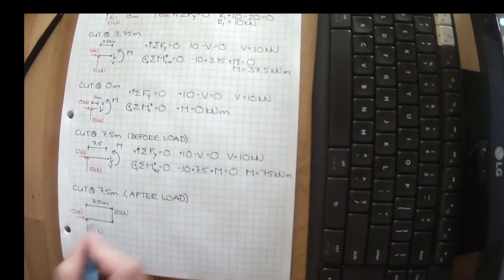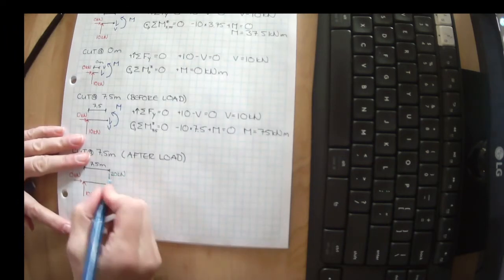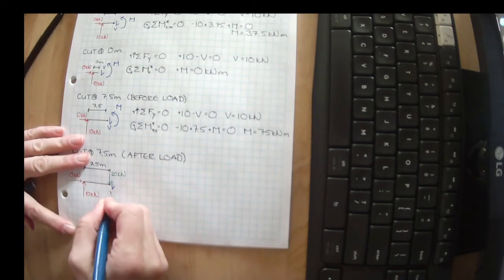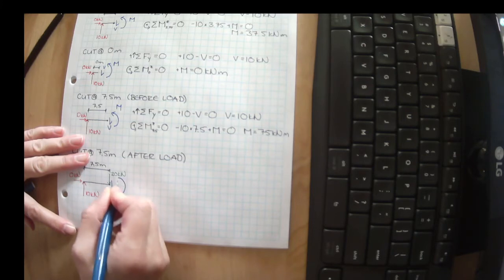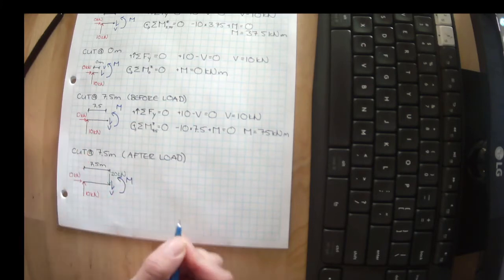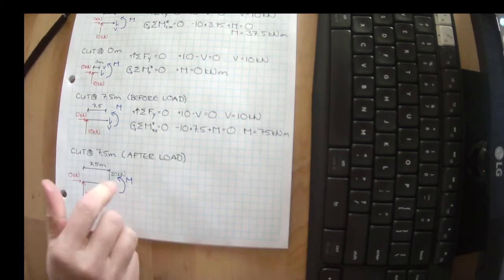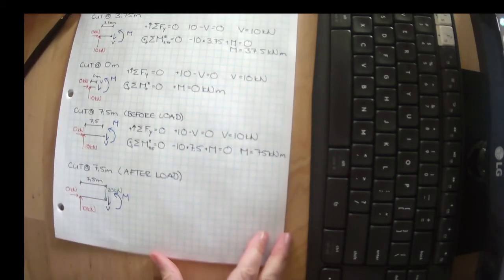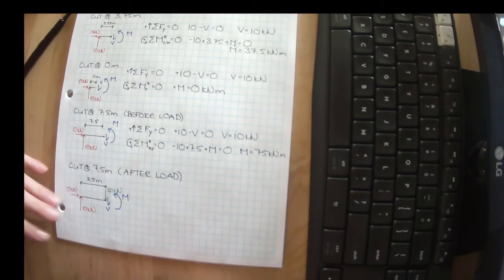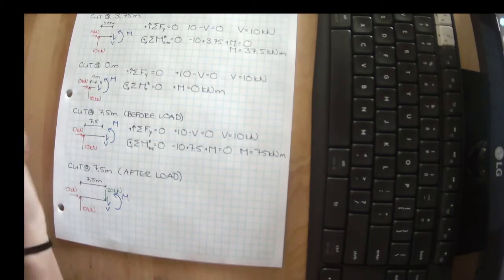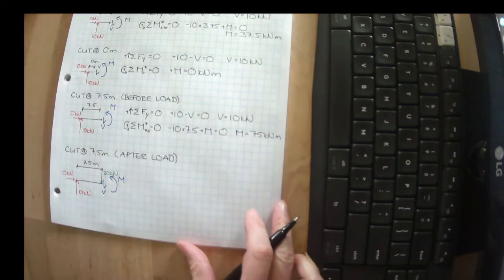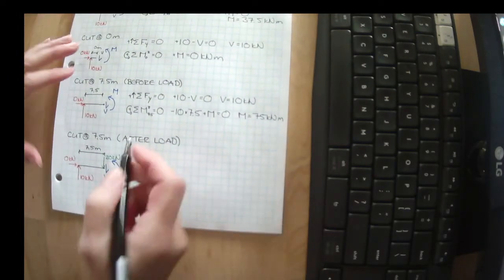And for this thing not to be moving, there's an unknown internal shear and internal moment. Maybe they're zero, maybe they're not, but we don't know. So we have to assume that they're there and we can figure out maybe what those values are. So let's go through the same process we've done before.